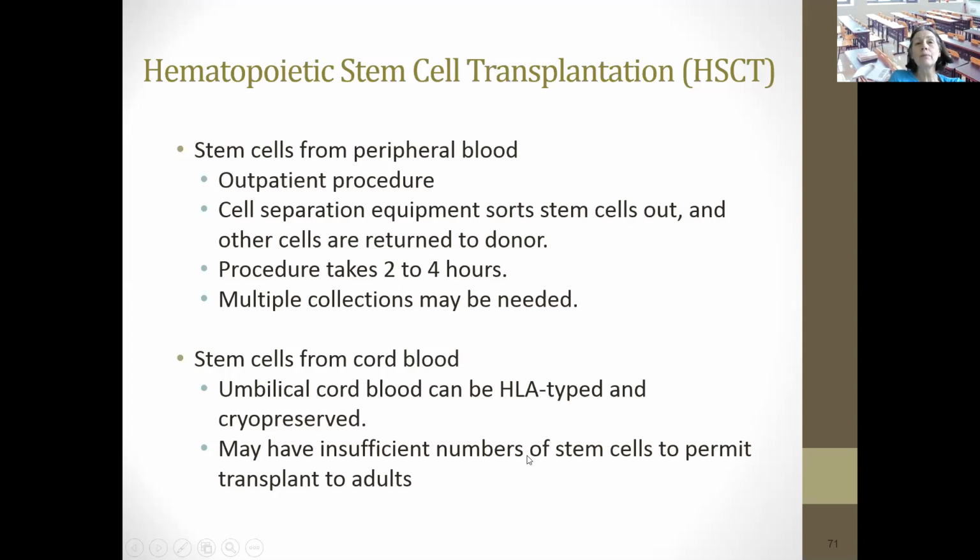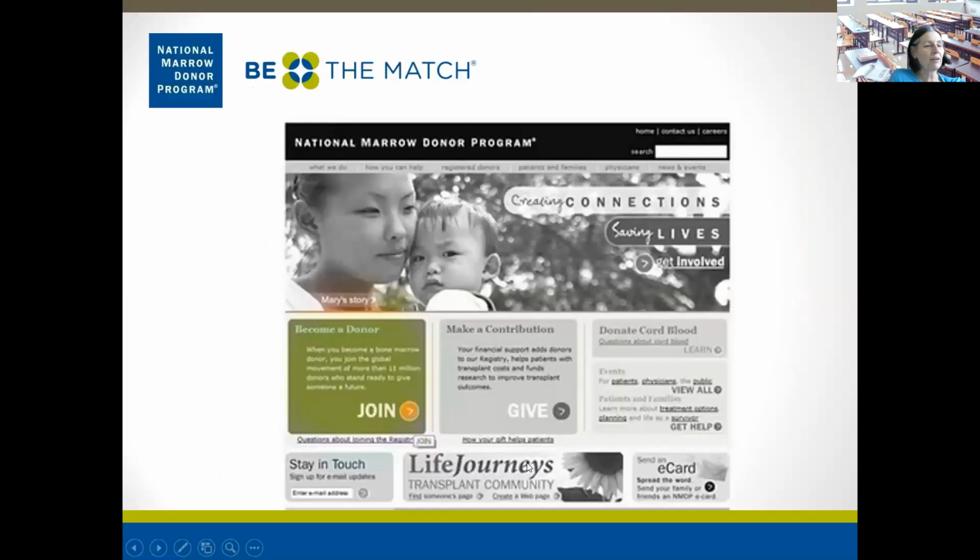HLA, human leukocyte antigen. It's like blood typing, but we also white cell type them to make sure their lymphocytic antigens won't cause rejection. Okay, we have the National Bone Marrow Donor Program. You can register as a bone marrow donor, and then if you've got a child who's your blood and HLA type that needs a bone marrow transplant, they'll call you up and see if you're willing to come in and donate.